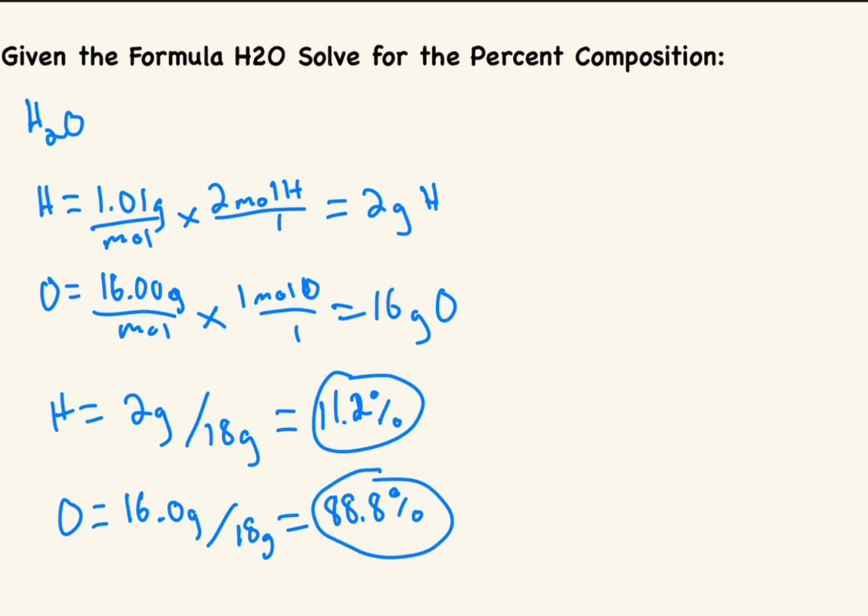And you notice, okay, there's 2 moles of hydrogen and only 1 mole of oxygen. How does oxygen make up more? It's because it has a higher molar mass, meaning it just takes up more mass, right? And that's why it takes up more of the percent composition.